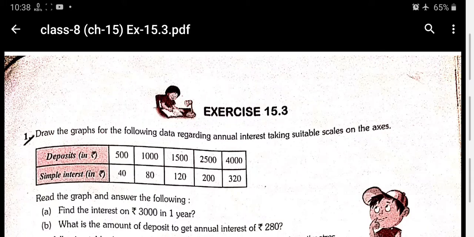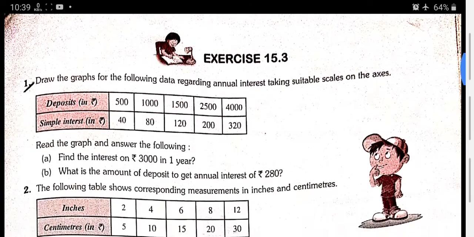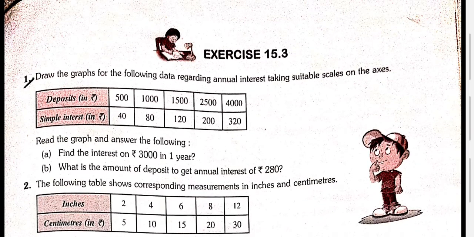Good morning, students. Today, I'm going to start your last exercise of chapter number 15, that is exercise 15.3. In this exercise, your first question is: draw the graph for the following data regarding annual interest, taking a suitable scale on the axis. You have to draw one graph with the help of this table. The first column shows the deposit, and the second shows the simple interest.